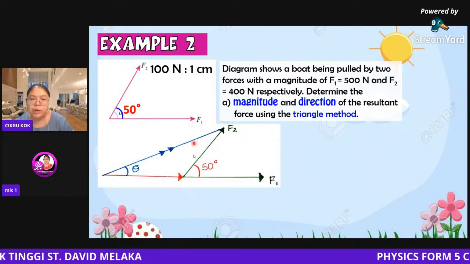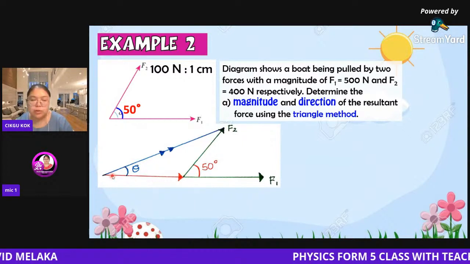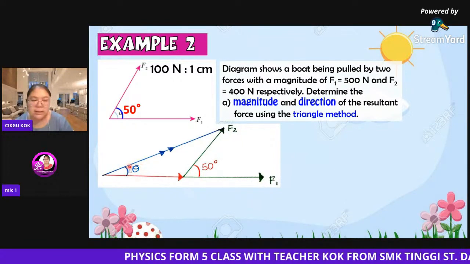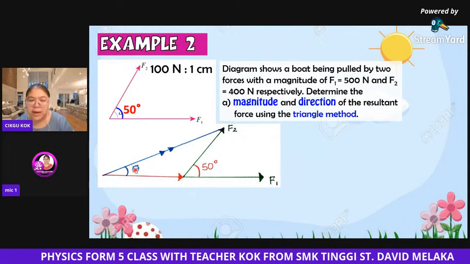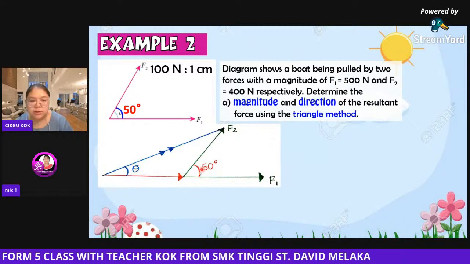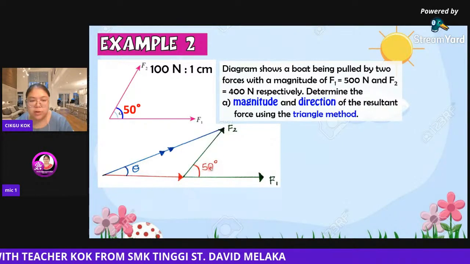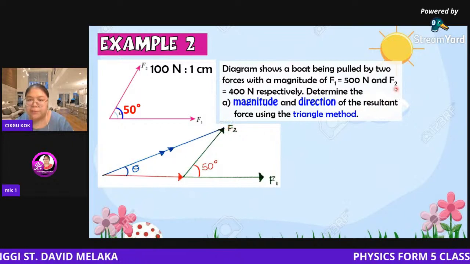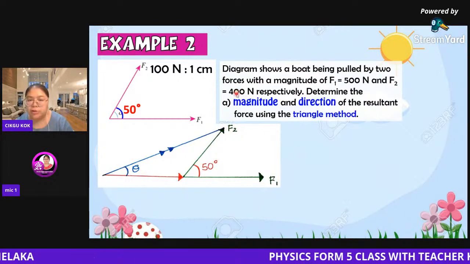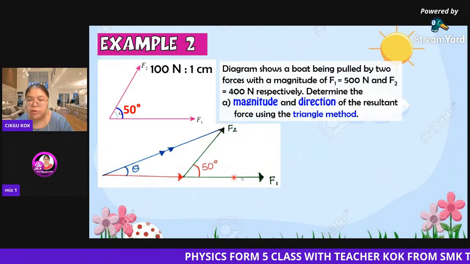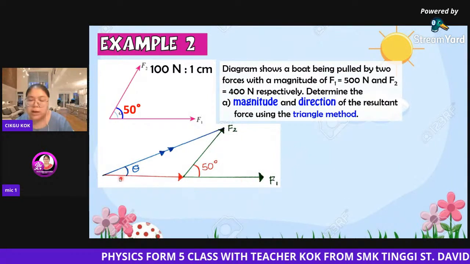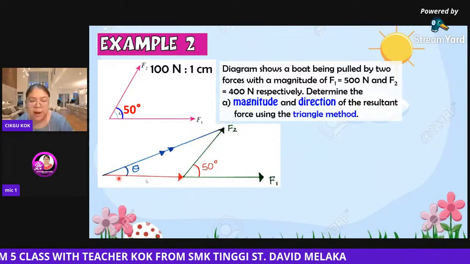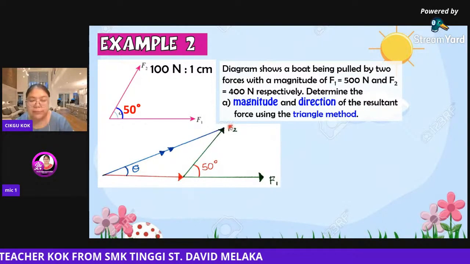I pull the F1 to the left hand side, make it longer only. So for the anchor, 50 Newton, you need to measure exactly 50 Newton. Sorry, 50 Newton is here. Then you draw your F2. F2 is 400 Newton, which means 4 cm. F1 is 500 Newton, which means 5 cm. So from here you extend to here. This one becomes 5 cm, then F2 becomes 4 cm.